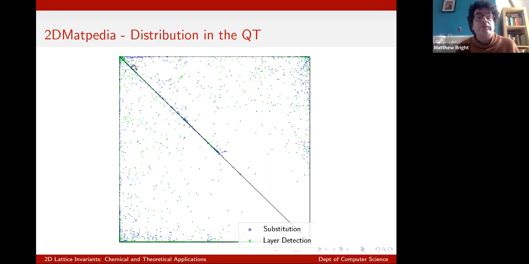You can see here that higher symmetry is very popular for both the substitution and layer detection methods. So things want to be symmetric, which is as we'd expect. But you can also see plenty of structures which occupy the space of oblique lattices, perhaps a few less. And you can see some clear white spaces.